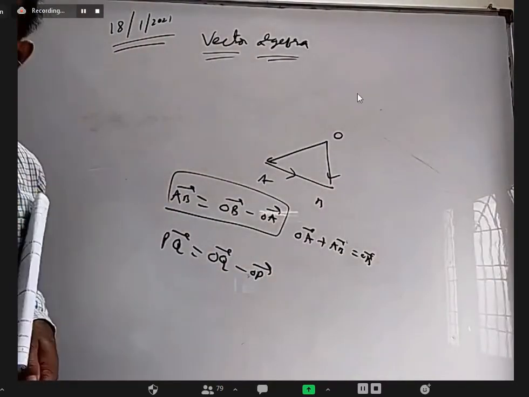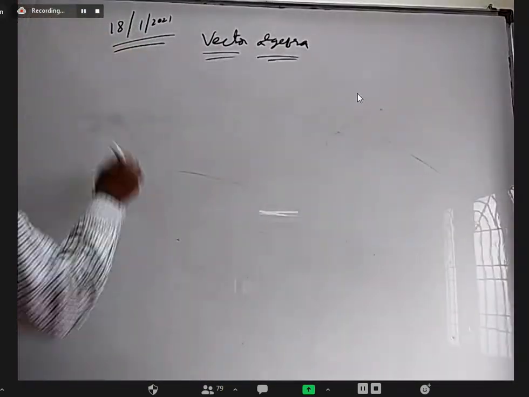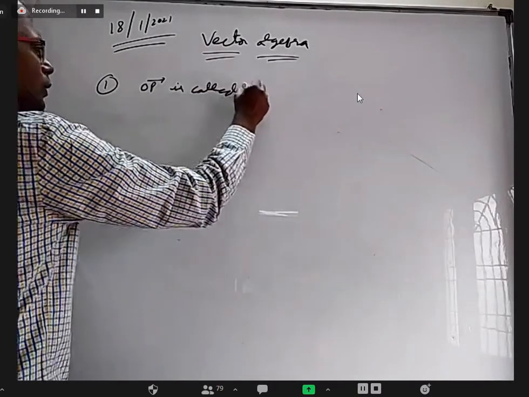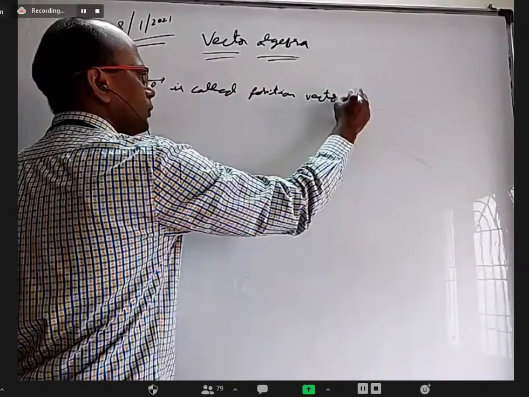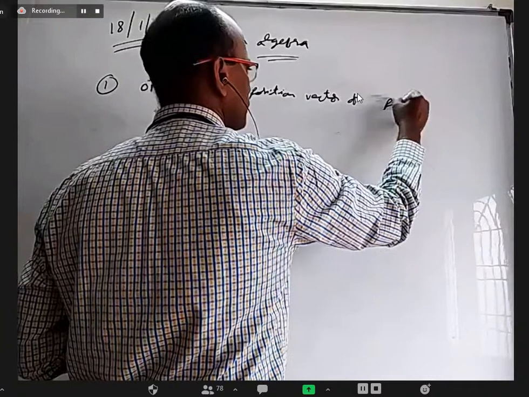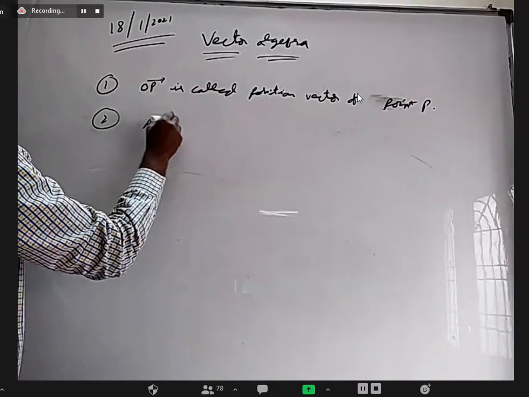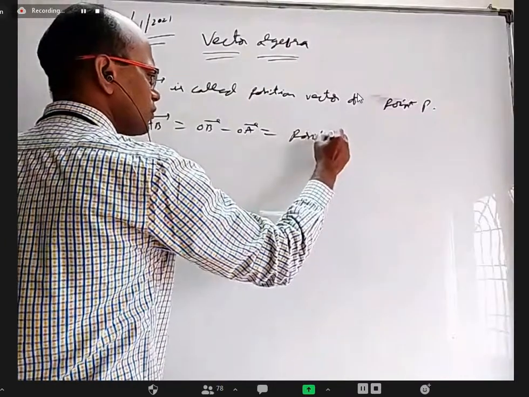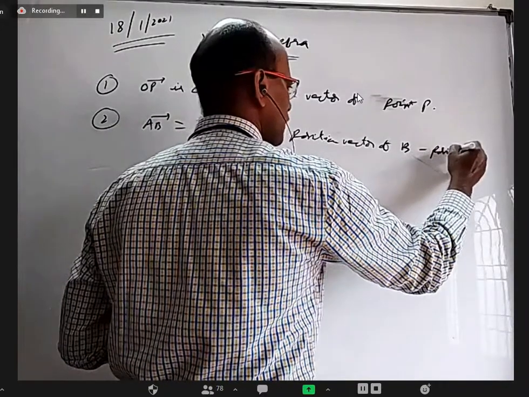Okay, not necessary to write, but if somebody still wants to write, I can give one or two points. Okay, first point, OP bar is called position vector of point P. Okay, second point, AB bar is equal to OB bar minus OA bar. That is position vector of B minus position vector of A.